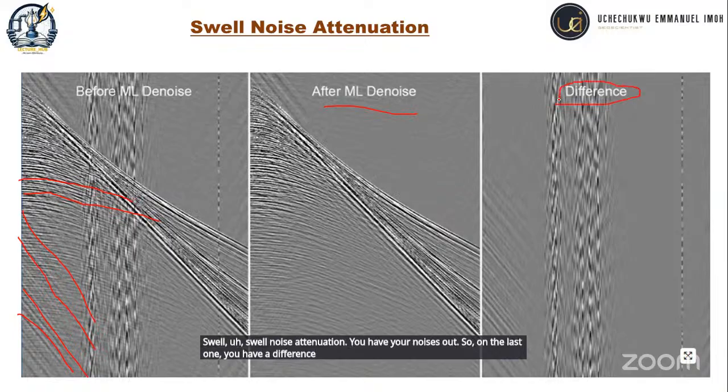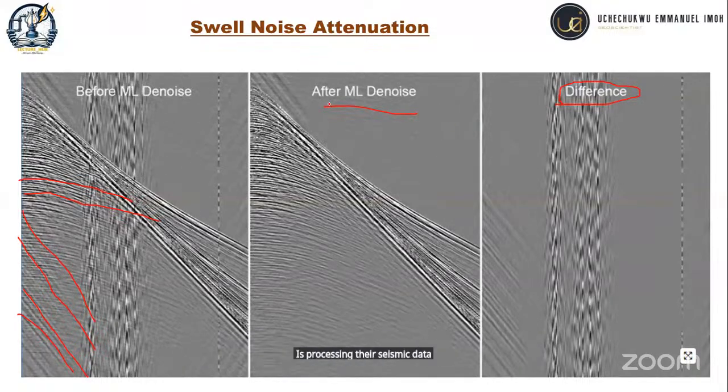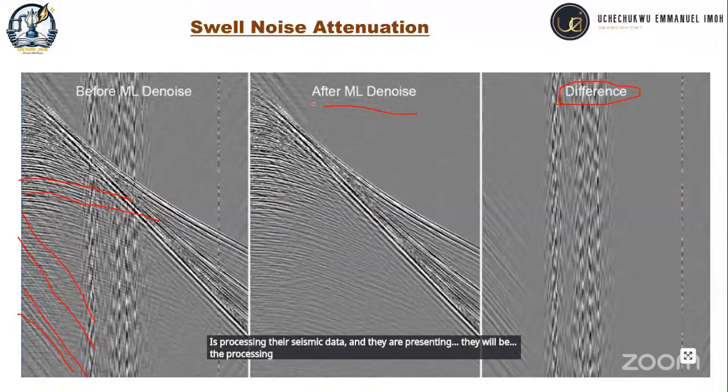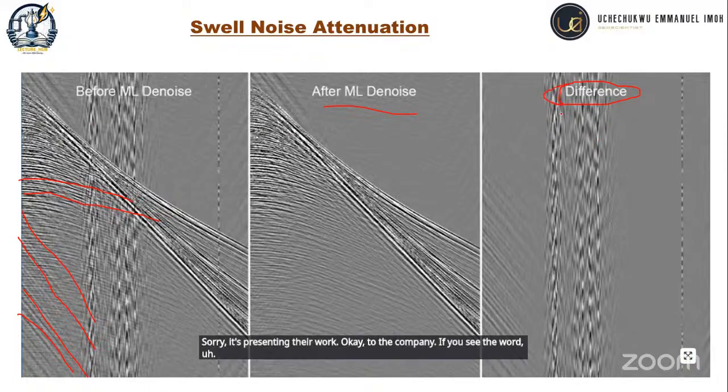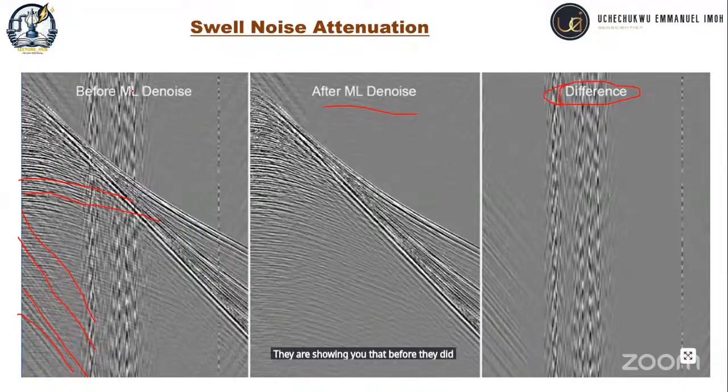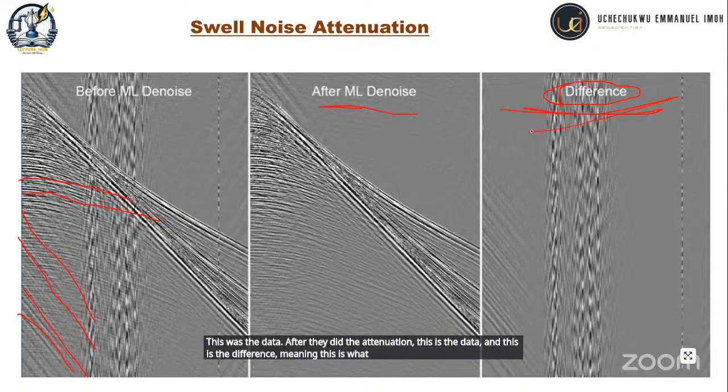So when you are attending a presentation about processing, maybe the company you are in is processing their seismic data and the processing company is presenting their work to the company. If you see the words before, after, difference, they are showing you that before they did this noise attenuation, this was the data. After they did the attenuation, this is the data, and this is the difference, meaning this is what they removed from the data. That's what was extracted in terms of the noise component of the data.